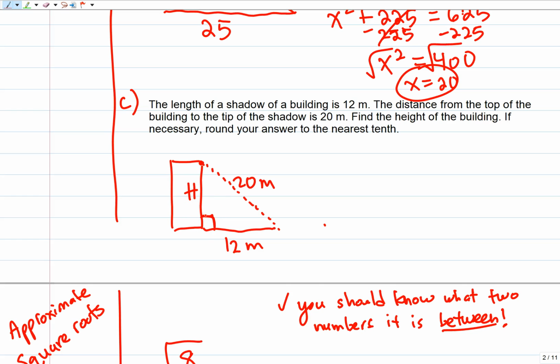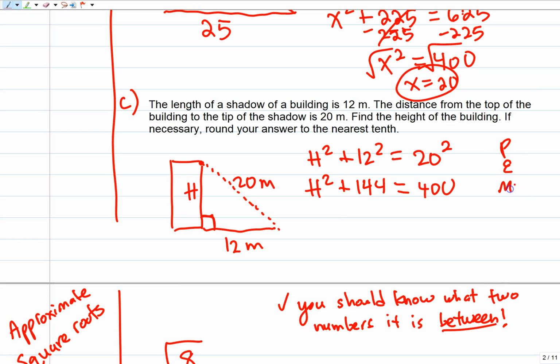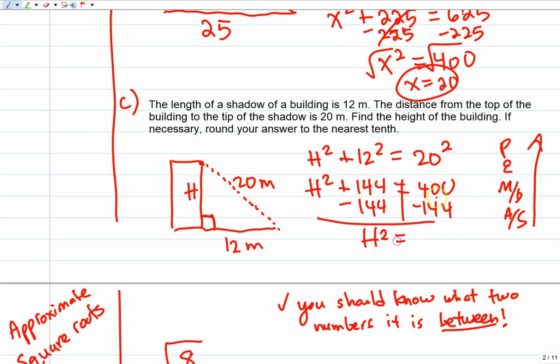We have a right angle along this relationship. We have a right triangle where a squared plus b squared, or height squared plus 12 squared, is equal to 20 squared. Height squared plus 12 times 12 is equal to 20 times 20. How do I solve for the height? PEMDAS backwards, right? Going backwards, any adding, subtracting. We undo the adding by subtracting. What would that be? 256.